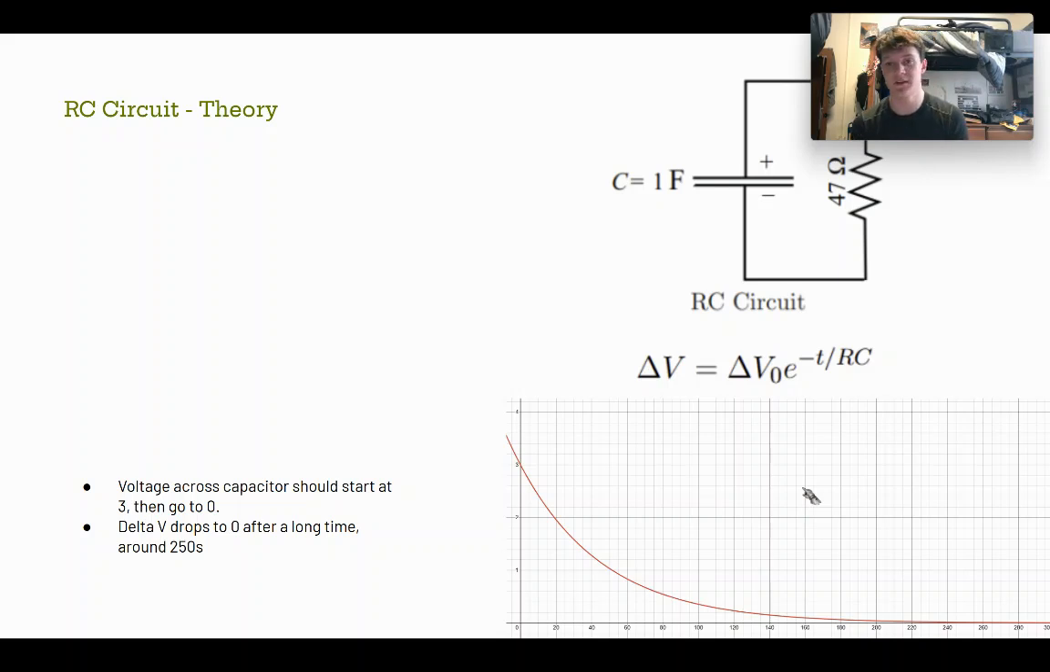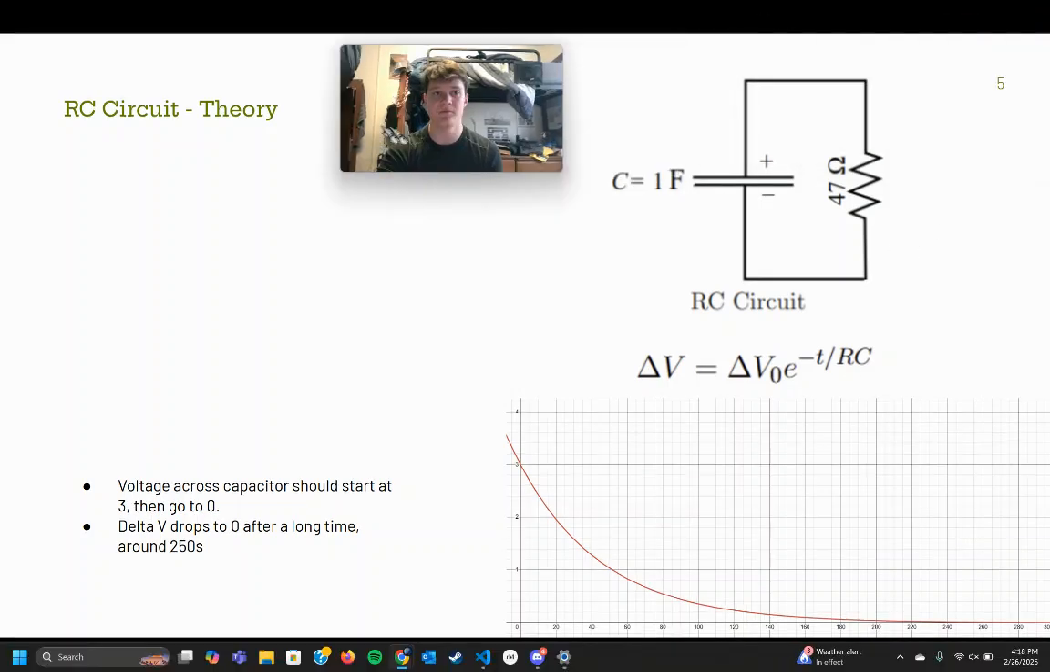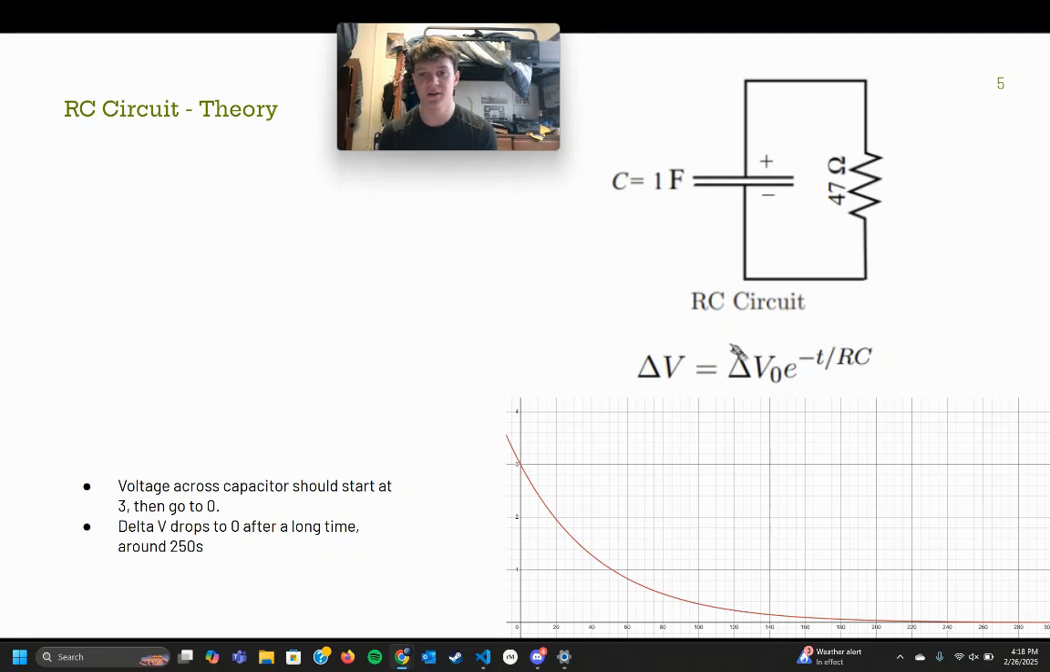We also made this RC circuit that has a capacitor in series with a resistor. And what we would expect in a circuit that looks like this with a 47 ohm resistor, we would expect a function of the voltage to look like this, where it starts at 3 and then gradually goes to 0 over time. That's per this equation when we plug in 3 for the initial voltage and then 47 for this RC.